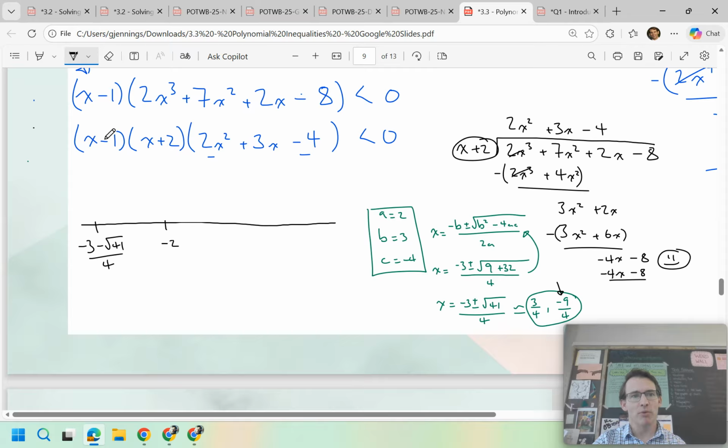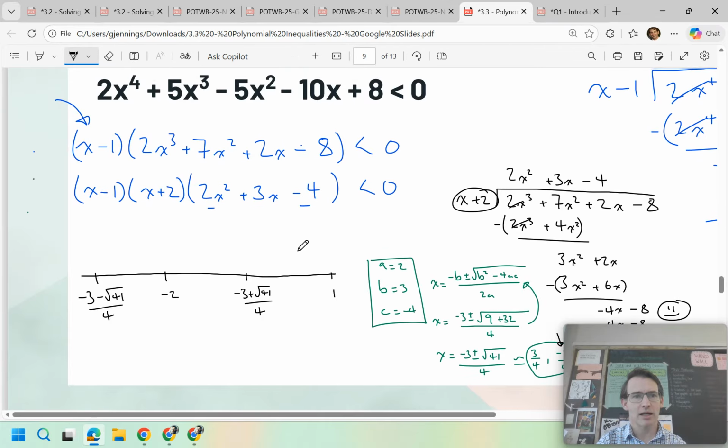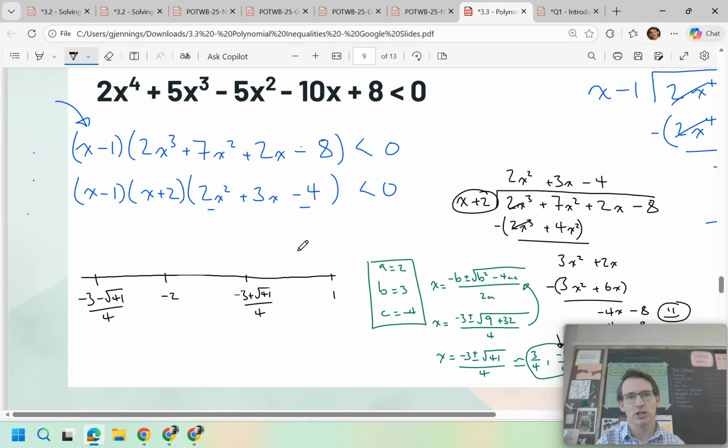And now 1 is one of our roots. But so is 3/4. So we have 3/4 comes first. No, it's not 3/4. It's minus 3 on 4. Minus 3 plus root 41. Let's be accurate, on 4. And then we have here 1. Okay, cool. Now, let's choose some values in between all these things that we can use to test our function.